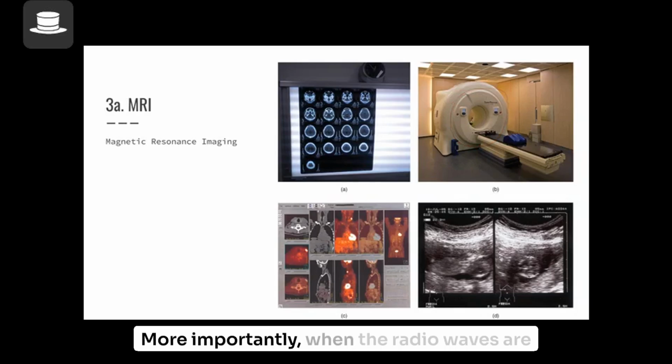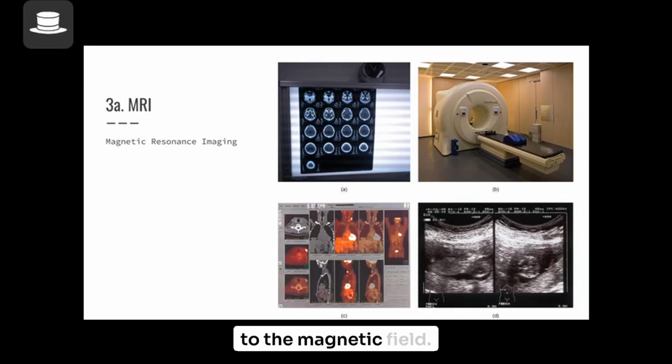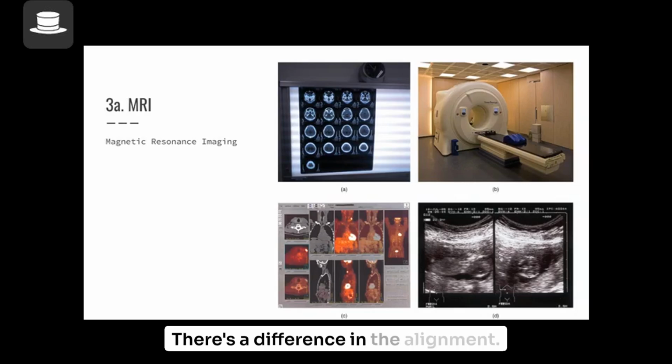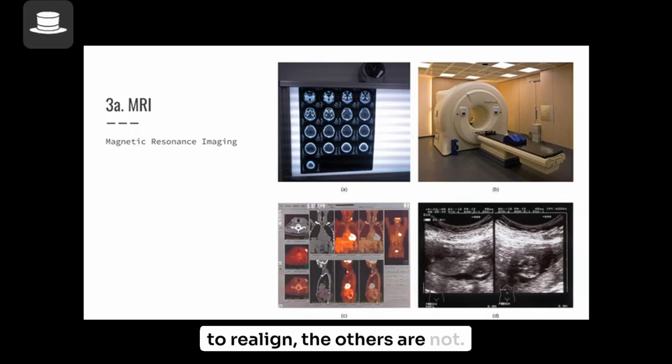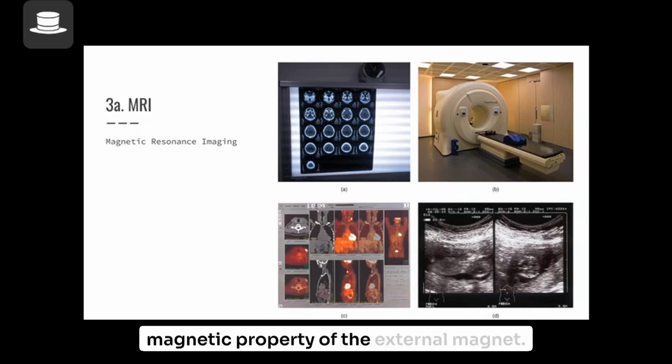More importantly, when the radio waves are sent to the brain parts, then these aligned hydrogen protons from the specific parts get knocked off, and when the radio waves are withdrawn, they realign to the magnetic field. There's a difference in the alignment. Some parts of the brain are harder, some parts are softer, and in some parts the hydrogen protons are quicker to realign, the others are not. So it all depends on the magnetic properties of the brain itself and the magnetic property of the external magnet.